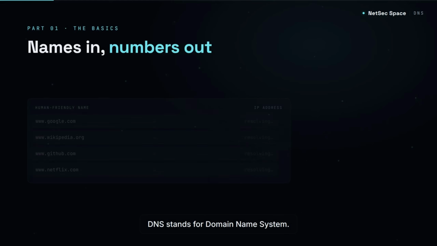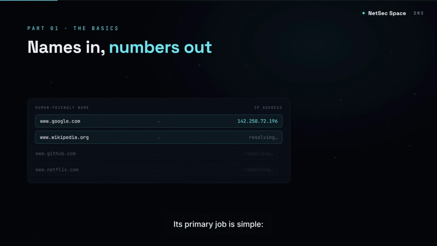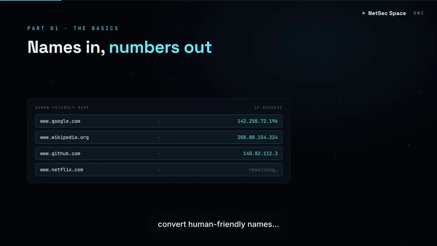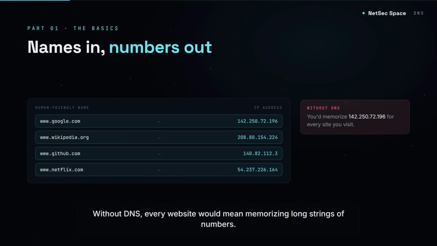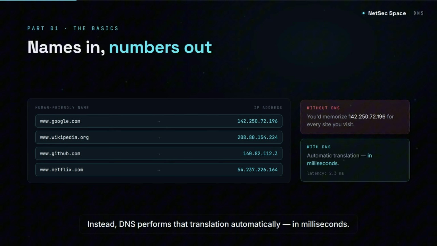DNS stands for Domain Name System. Its primary job is simple: convert human-friendly names, like how these sites transform into IP addresses that computers understand. Without DNS, every website you visit would require memorizing long strings of numbers. Instead, DNS performs that translation automatically, in milliseconds.